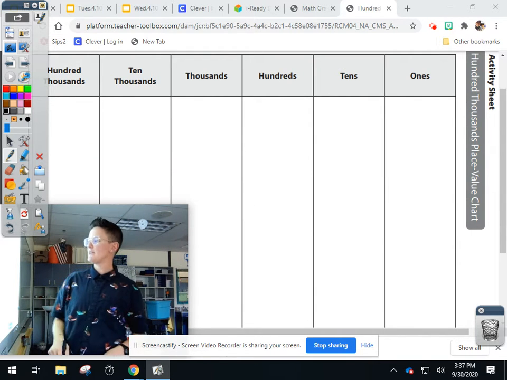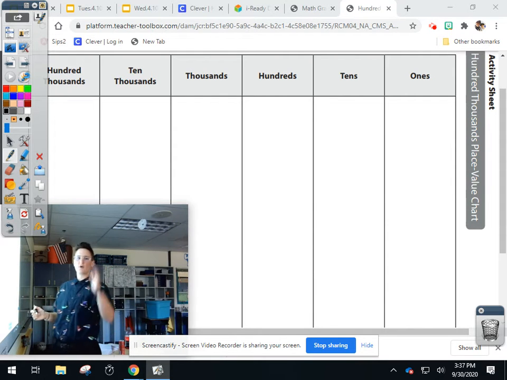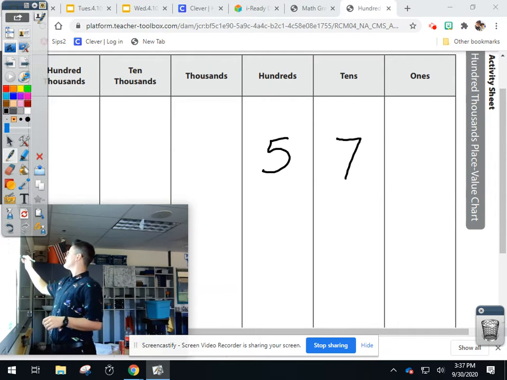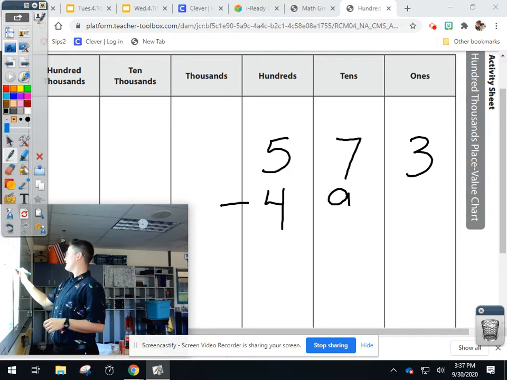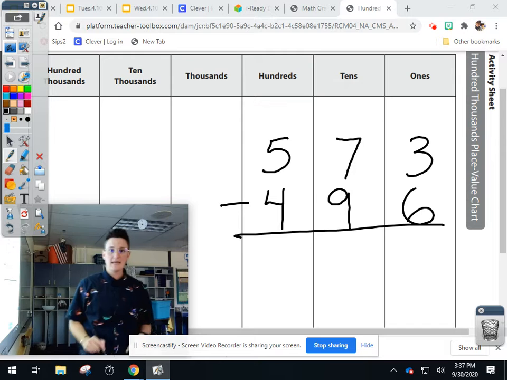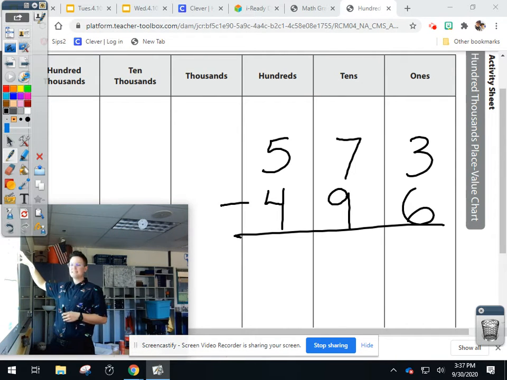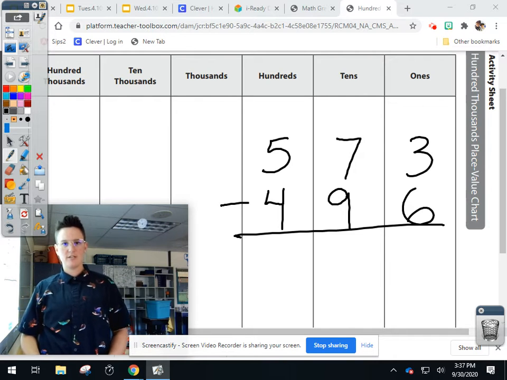And this time, instead of using the dots on the place value chart, I'm just going to write my numbers on the place value chart to help me line them up. So this time, we're going to do 573 minus 496. Okay? So again, notice that my top number, 573, is larger or greater than my bottom number, which is 496.